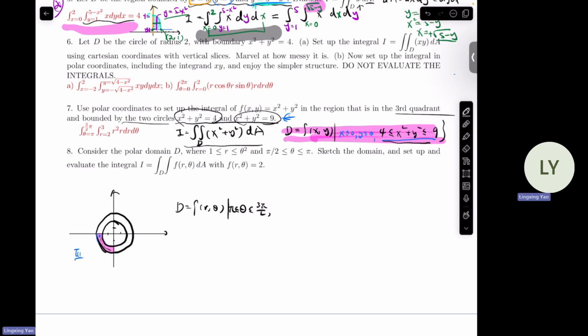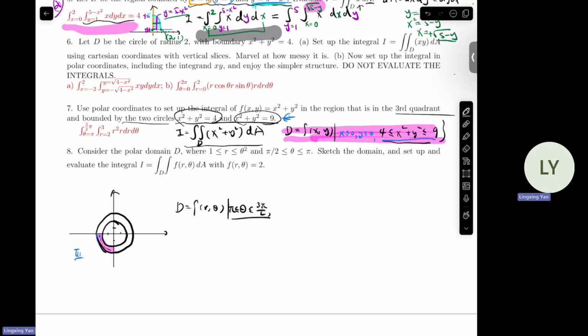If we look at another piece of this disk, you would see that you have to specify the polar angle accordingly. For example, in the first quadrant, the polar angle will be between 0 and pi over 2. Okay, so now we know the polar angle for the pink region.